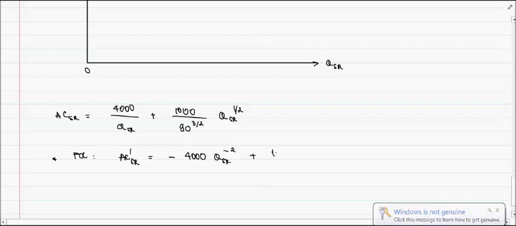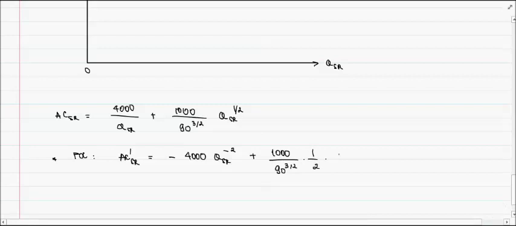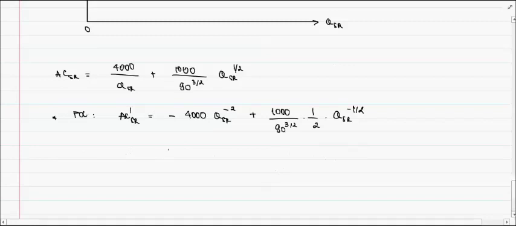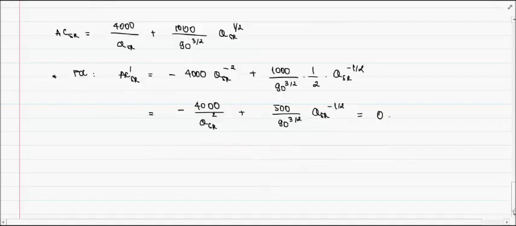Plus 1000 divided by 90 to the power 3 on 2, and if I differentiate this, I'll get half times Q to the power -half. So this is just going to be negative 4,000 divided by Q squared, plus 500 divided by 90 to the power 3 on 2, Q to the power negative half, and I want to make that equal to 0 in order to find the maximum or the minimum.